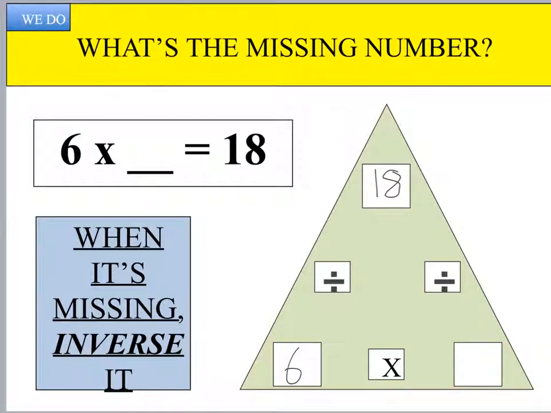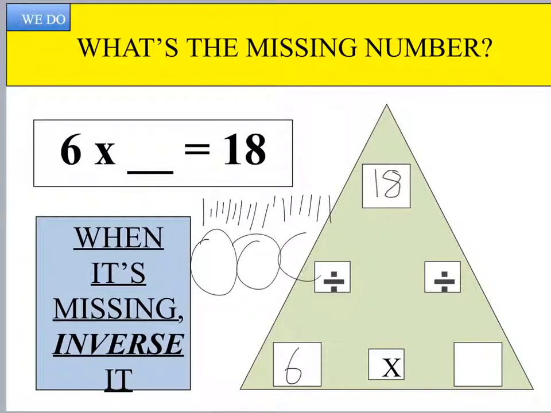I want you to choose your way, and if you need to draw a picture, drawing 18, and then 6 friends that you're splitting those 18 up into, if you need to do that, do that. But what I want you to do is press pause and write down what the something is. The 6 times something equals 18, or the 18 divided by 6 equals something. Press pause and write your answer in.